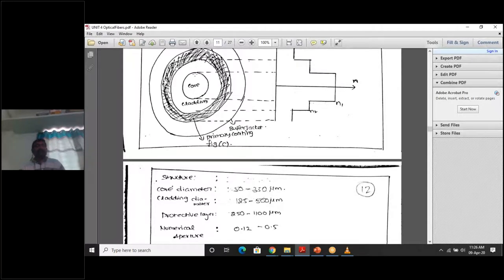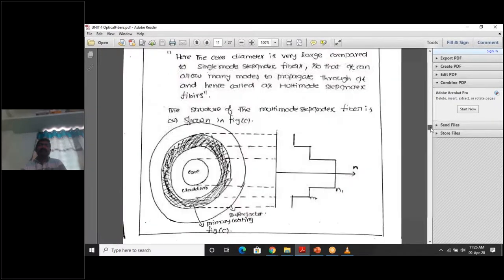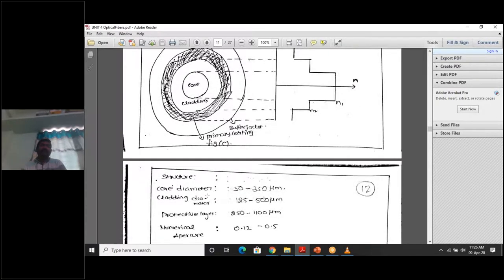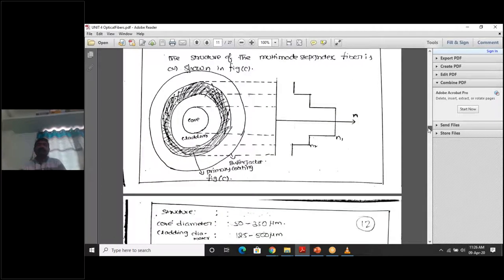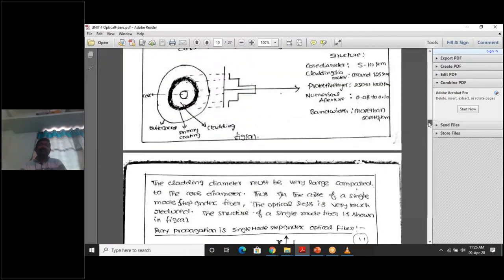Here, if you take multimode optical fiber, the diameter of the core is 50 to 350. It is almost 10 to 100 times greater than single mode optical fiber. The diameter of the core of a single mode optical fiber is just 5 to 10 micrometers, while the diameter of the core of the multimode optical fiber is 50 to 350. That's why it allows more light rays at a time, and that's why single mode allows only one mode of light at a time. This is the basic reason.